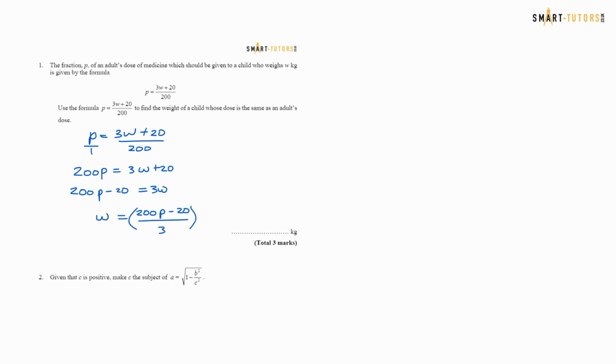You don't need to factorize. So W equals 200P minus 20 over 3 kilograms. So that is the answer for W.